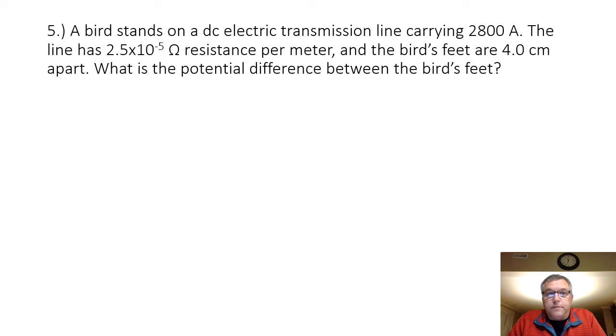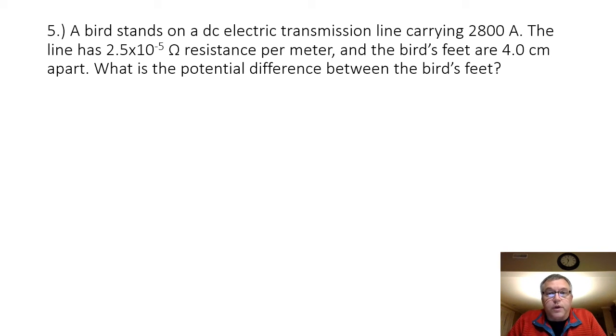Problem number 5. A bird stands on a DC electric transmission line carrying 2,800 amps. The line has 2.5 times 10 to the minus fifth ohms of resistance per meter, and the bird's feet are 4 centimeters apart. What is the potential difference between the bird's feet?